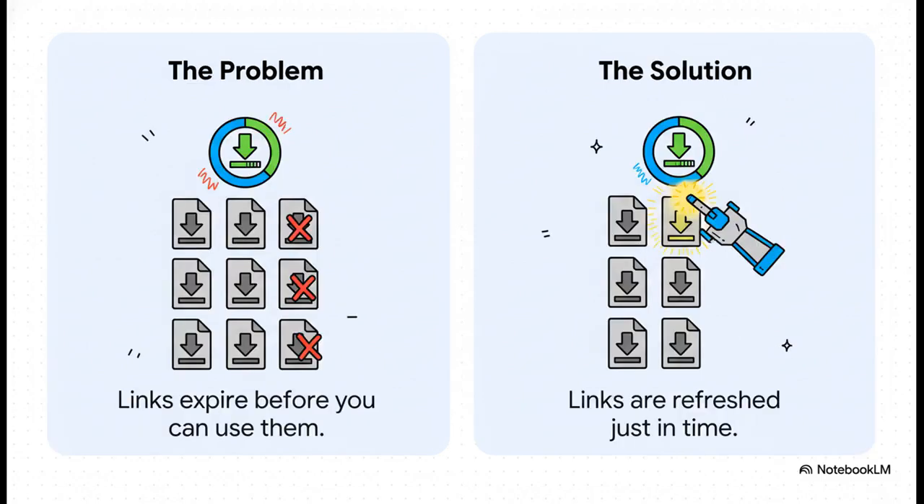And for the vanishing links problem, the tool uses a just-in-time approach. It's smart. It doesn't try to grab all the links at the very beginning. Instead, it clicks a download button literally seconds before it's ready to download that specific file. And get this, while that file is downloading, it's already clicking the next button in the list every 5 minutes, just to keep its link fresh and ready to go.